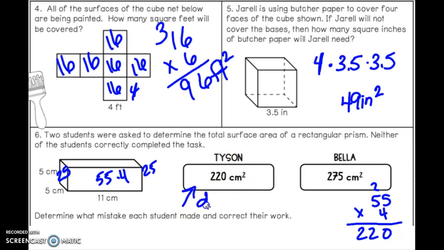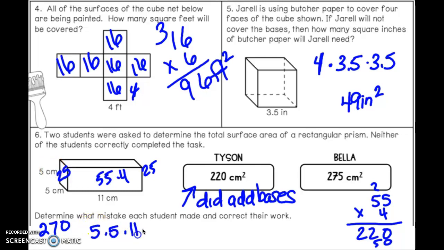Tyson didn't add in the bases. Okay? And then if you do add in the bases, which are 25 and 25, that's 50. So the total is 270. So Bella is off by 5. So let's see. I wonder if you did 5 times 5 is 55, and 55 times 5 is 275. So Bella just took the 5 here, and she multiplied, and that's what she did wrong.